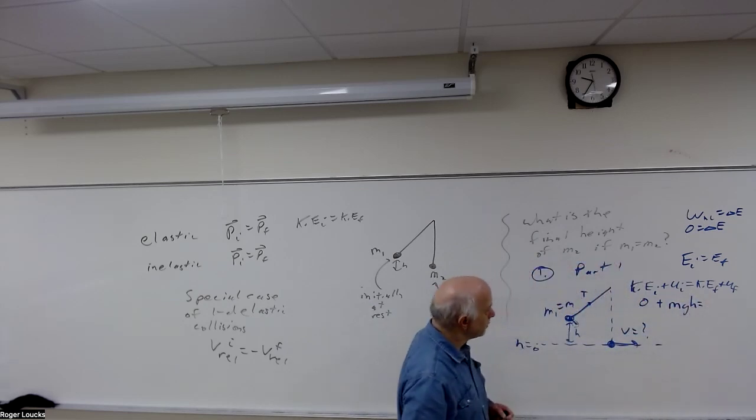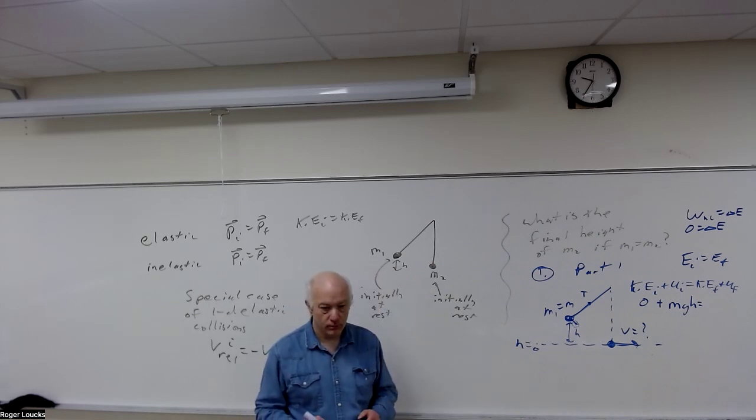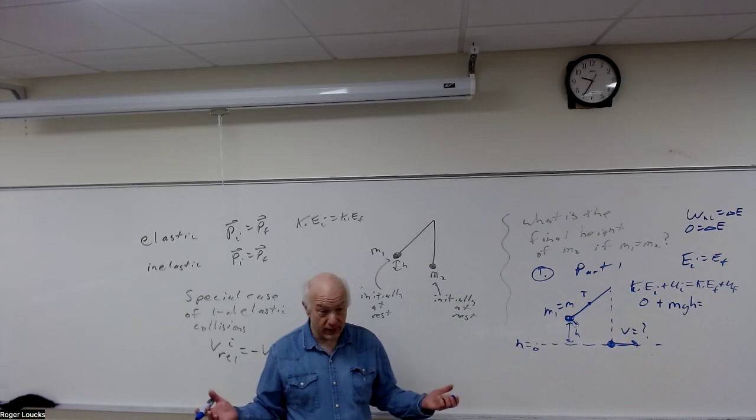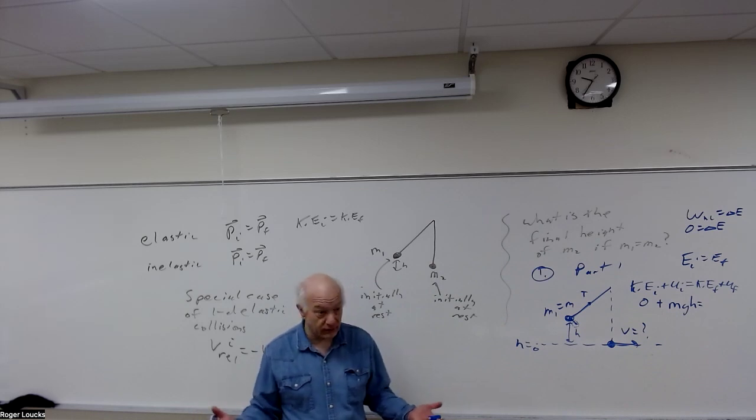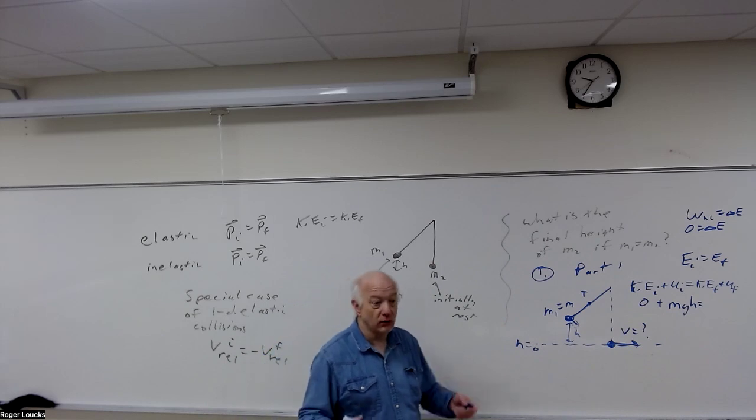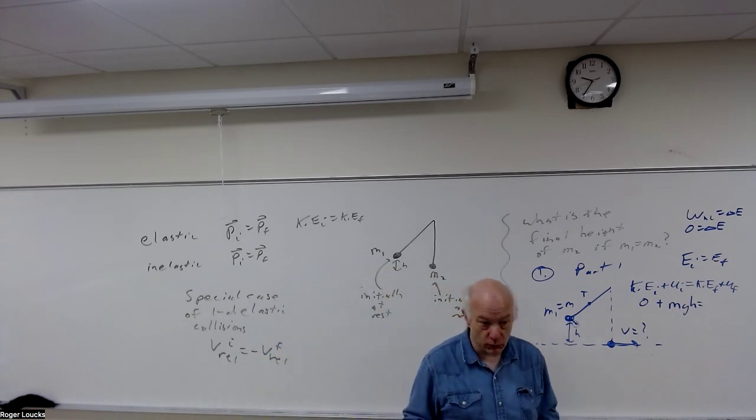Equals. What is your final kinetic energy? 1/2 mv squared. Because kinetic energy is always 1/2 mv squared. If you have no clue what kinetic energy is, you always write down 1/2 mv squared because that's what it is.